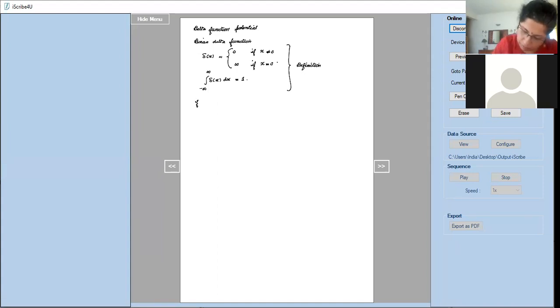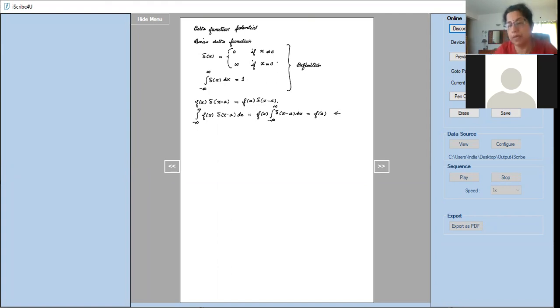Now, just a few important points about the delta function potential. If you have f of x times delta of x minus a, you might as well write it as f of a times delta of x minus a. Then if you did an integral from minus infinity to plus infinity of f of x delta x minus a dx, this would become f of a times the integral from minus infinity to plus infinity of delta x minus a dx, which will of course be nothing but f of a. This is pretty useful.